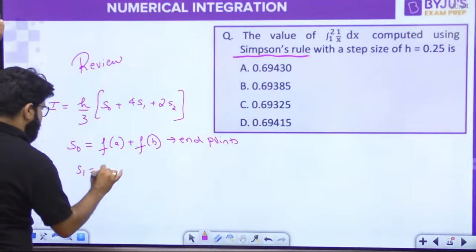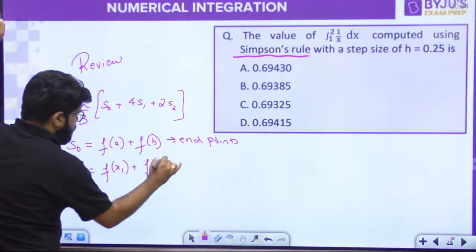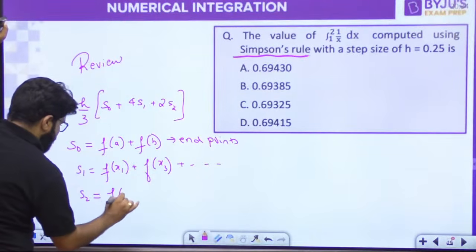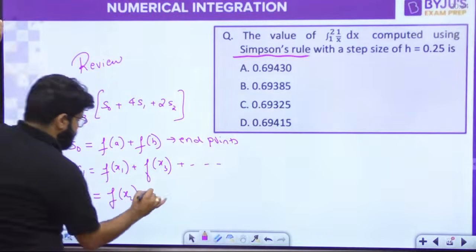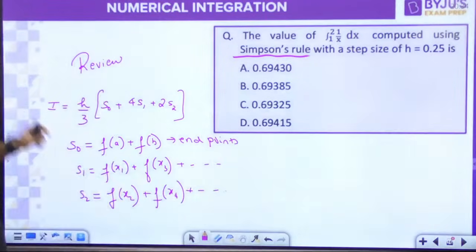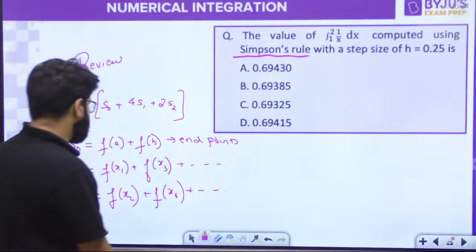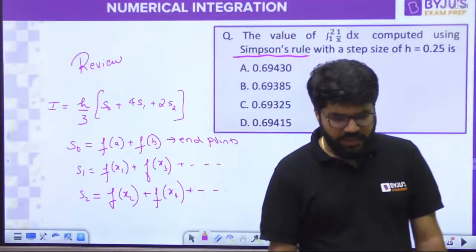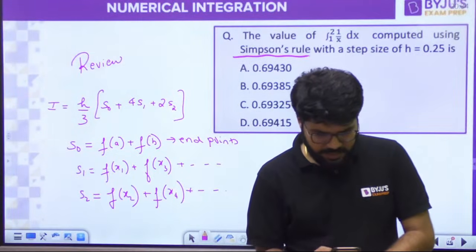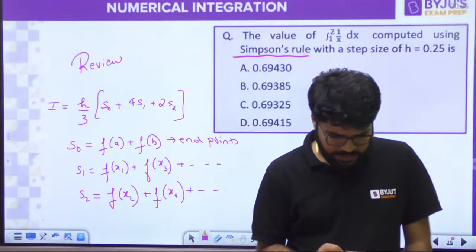What was the value of S1? F of X1, F of X3, all odd intermediate points. What was the value of S2? F of X2, F of X4, etc. How many intermediate points, I can't say, that depends on the step size. Okay, this is what the formula was. So come on, everybody apply this and give me the answer.